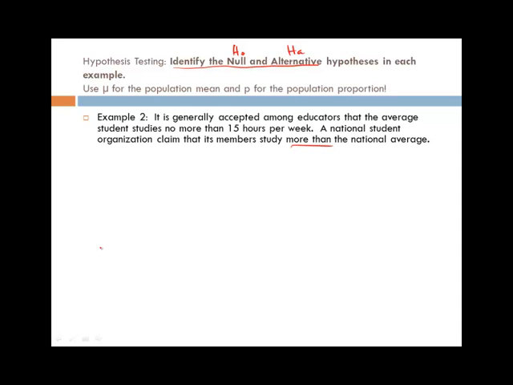Okay, so the null hypothesis here is that the average, or mean, amount of study is not more than, that would be at most 15 hours per week. The alternative then would be that the mean is greater than 15, or more than 15 hours per week. So that's how we set up the hypotheses there.